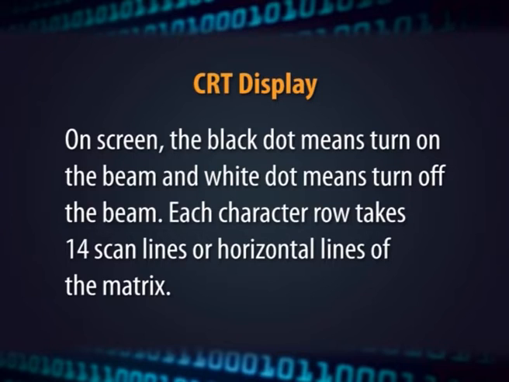Each character row takes 14 scan lines or horizontal lines of the matrix. In each scan line, CRT monitor scans the electron beam from left to right, and in that period all the bits in one line of character matrix are displayed. One scan line shows one line dot pattern for all 80 characters. This way 14 scan lines complete one character row.